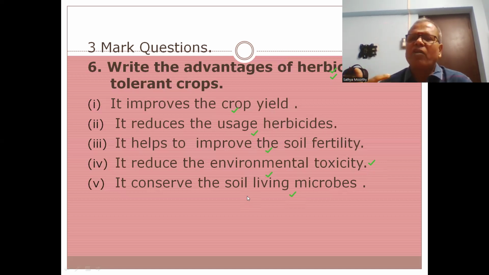When we cultivate herbicide tolerant crops, we do not need to use herbicides. So it helps to improve the growth of microbes present in the soil, especially soil fungi and soil bacteria, the decomposers. Decomposers have the ability to decompose dead organic matter and convert organic substances into inorganic substances, especially minerals, which helps to improve soil fertility. Okay.